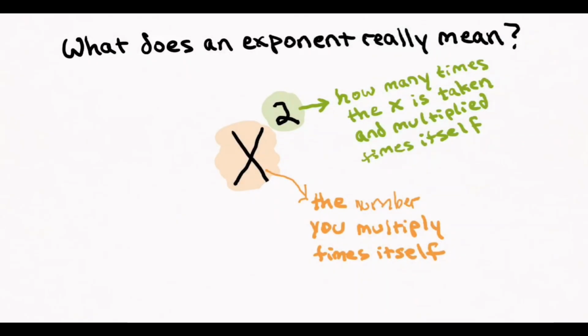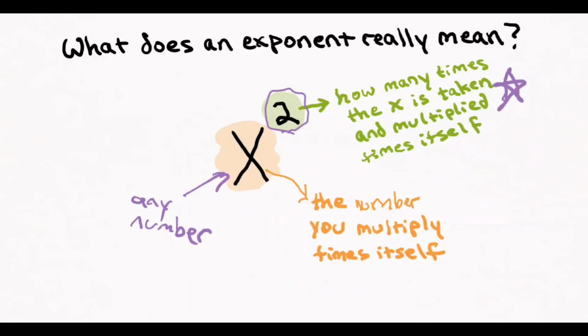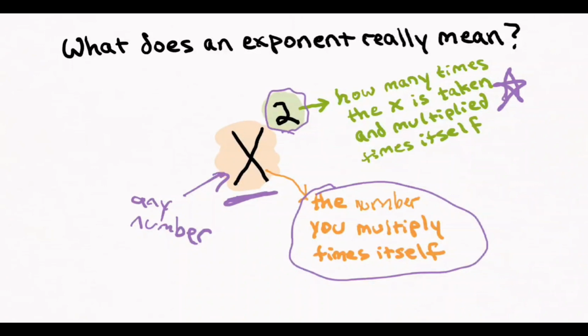Before we go into exactly how to do this in scientific notation, let's do a really quick review so you understand why it's done this way. So what does an exponent really mean? If you have x, which is any number, to the power of 2, so x squared, this 2 up here is how many times the x is multiplied times itself, and the x is the number that you're multiplying times itself.